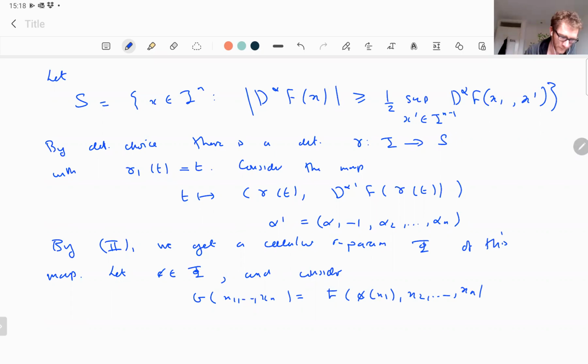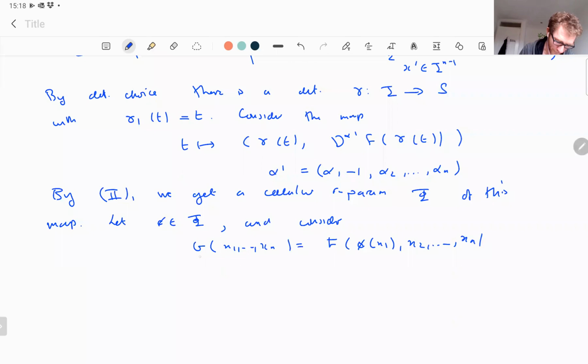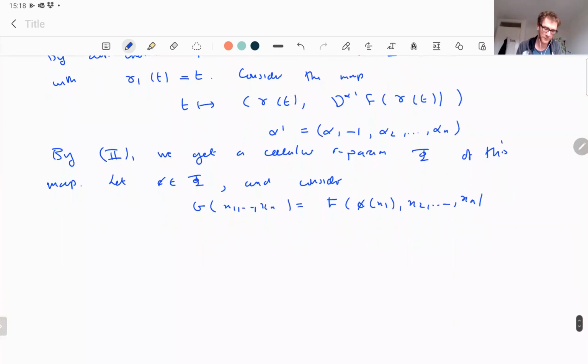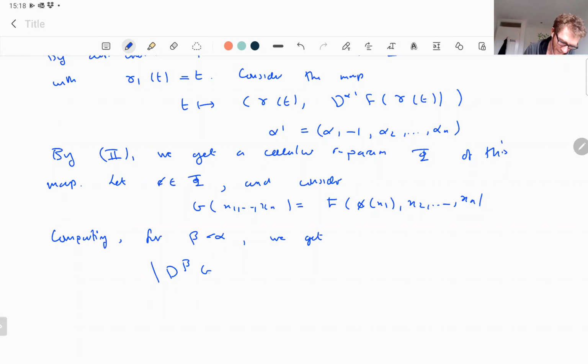Now, let's look at the computation of the derivatives of G. I remember being told you should never differentiate in public, and this lecture completely breaks that. Except I'm not really doing it, I'm just telling you: computing for beta less than alpha, we get that d beta of g is going to be less than some constant depending on n and r. So the one we need to worry about is the alpha one, as you'd expect.